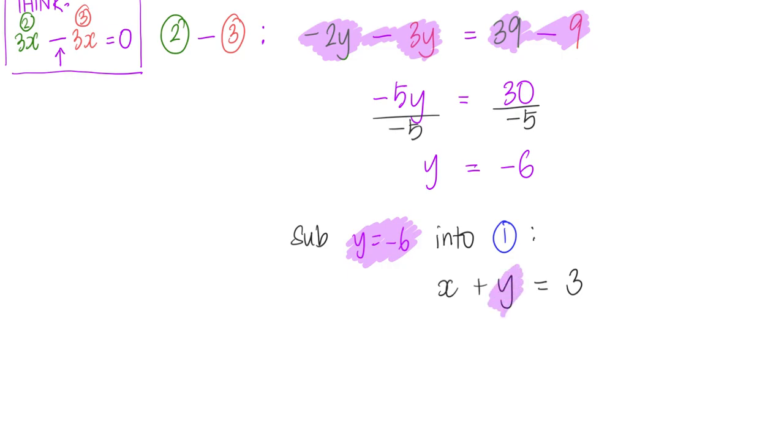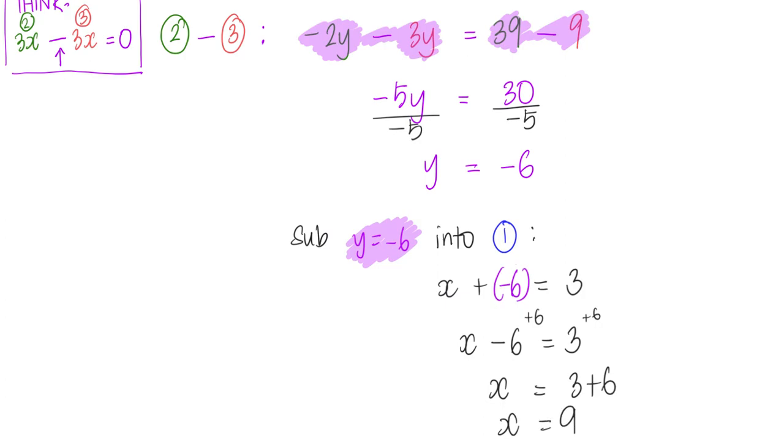But now I know my y is negative 6. Well, this means that I am not going to write as y anymore. I'm going to write as negative 6. And solve for this. So this is x minus 6 equals to 3. And I am going to plus 6 on both sides, so that eventually I will get 3 plus 6. So x equals to 9.